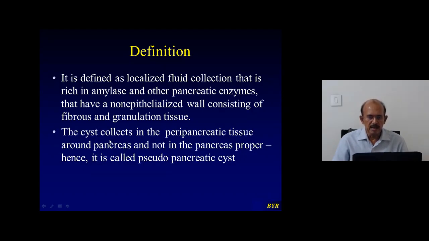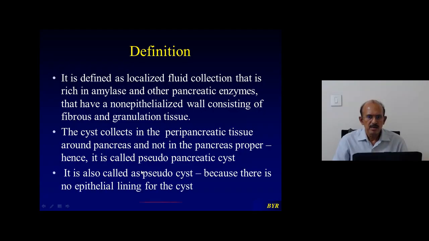The cyst collects in the peripancreatic tissue around the pancreas and not in the pancreas proper. Hence, it is called pseudopancreatic cyst. That means it looks as if it is in the pancreas, but it is not. It is in the surroundings of the pancreas. It is also called pseudocyst of the pancreas because there is no epithelial lining. It has only a fibrous wall with granulation tissue.